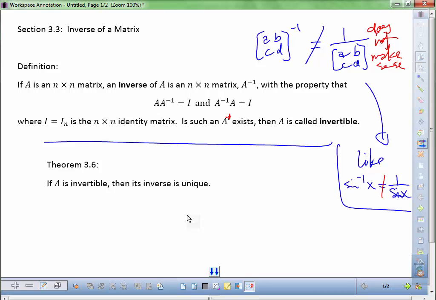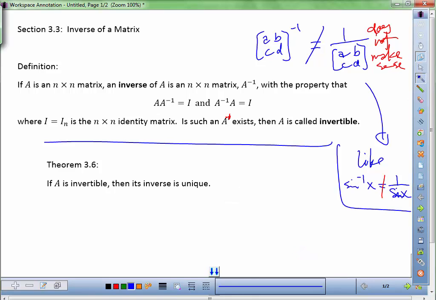All right, let's assume that our proof is by contradiction.